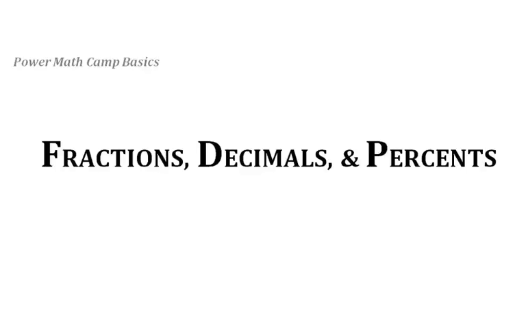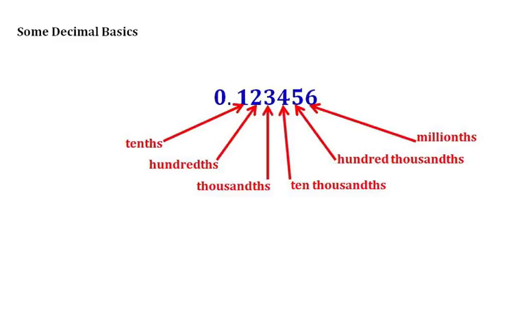This will be a short review of fractions, decimals, and percents. Fractions are used to represent parts of a whole, and decimals are simply another way to do the same thing. One application of decimals that we are familiar with is our money system. To start off with some decimal basics, let's talk about the place values.